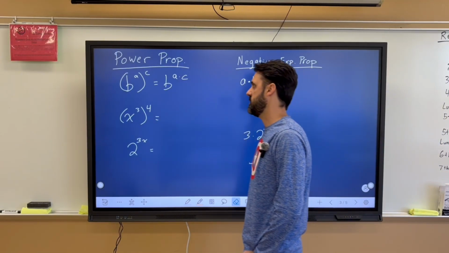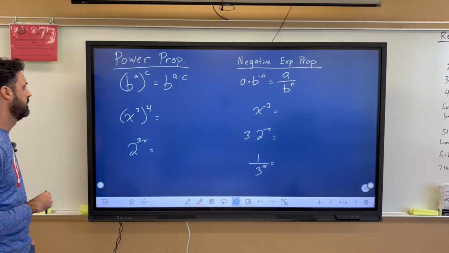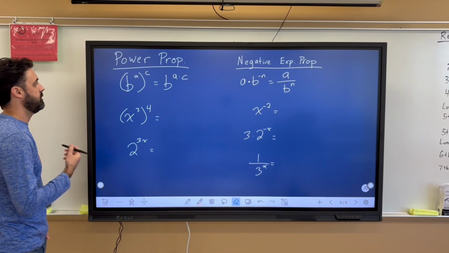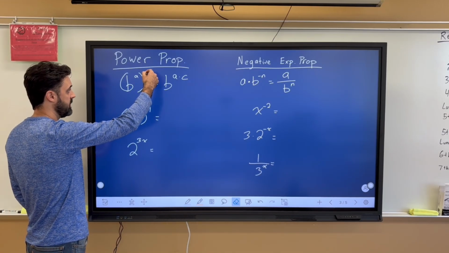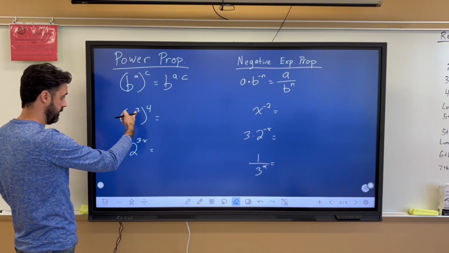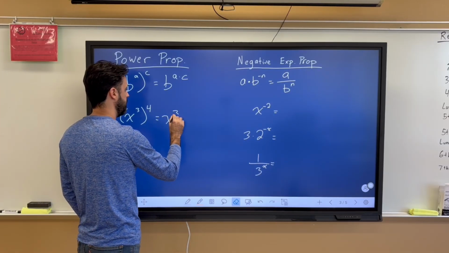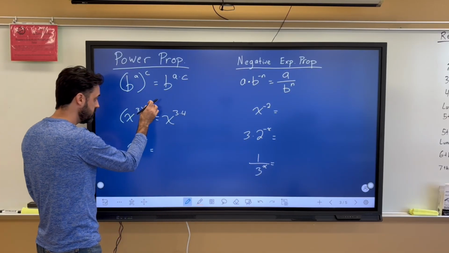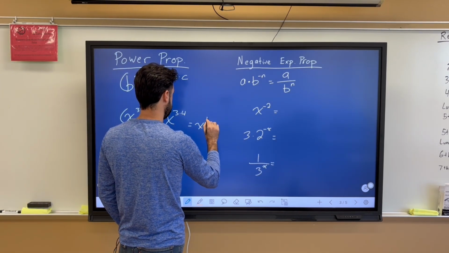All right, our next two properties, we've got the power property and the negative exponent property. The power property says that if you have an exponent that's raised to another exponent, we can multiply our exponents. So for example, if we've got x to the 3rd, all being raised to the 4th, this is really x to the 3 times 4. We're not raising 3 to the 4th, we're just doing 3 times 4, which would give us x to the 12th.